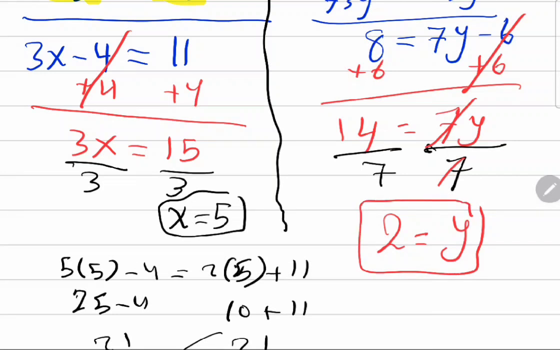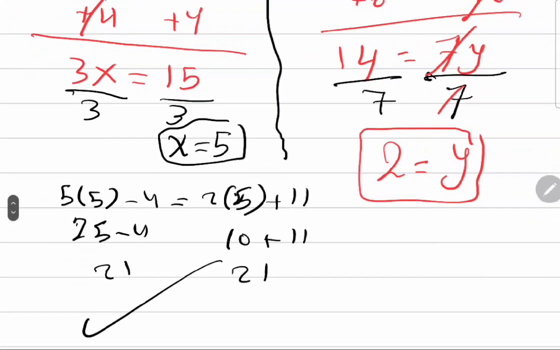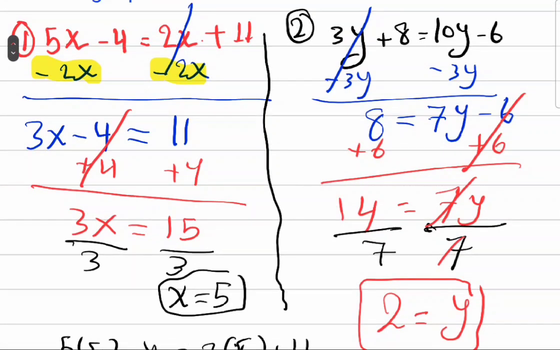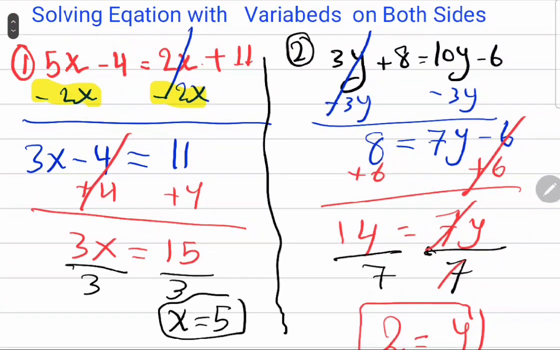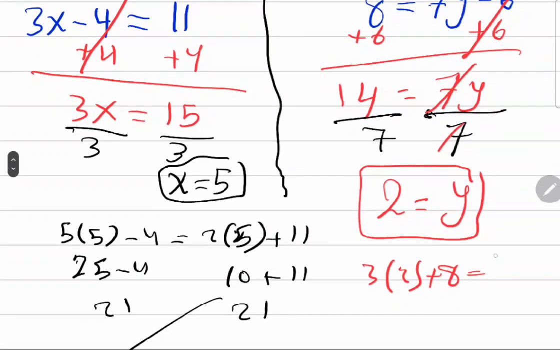That's our solution. Now let's check that by plugging it in for y and seeing if it works. So we have 3 times 2 plus 8 equals 10 times 2 minus 6. Let's start with the left side. So we have 3 times 2, start with multiplication. That gives us 6. And then we have 6 plus 8, which is 14.